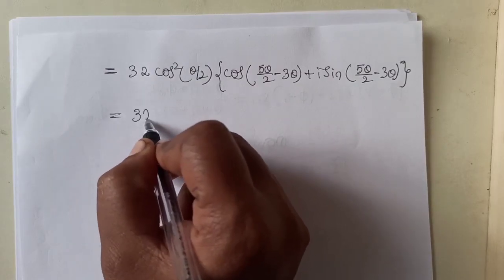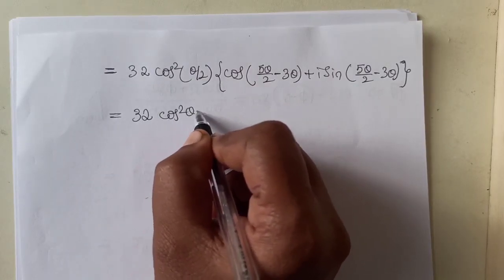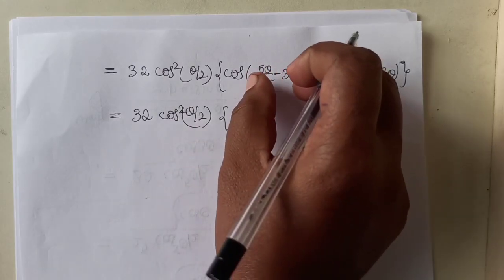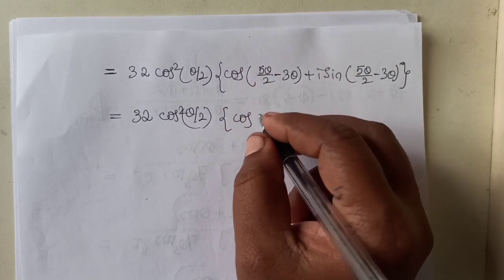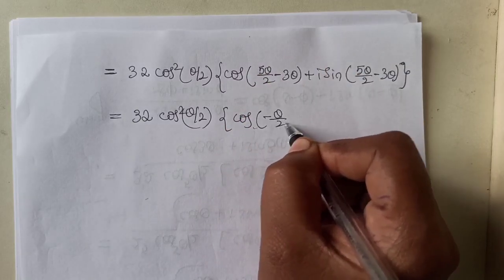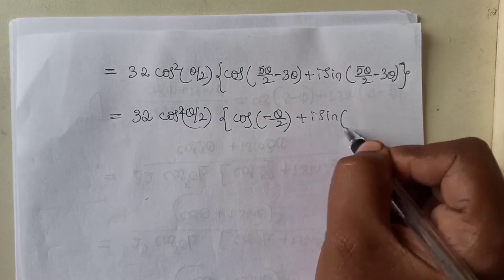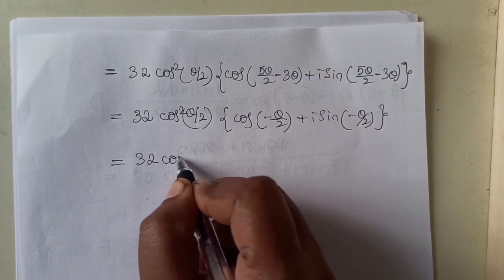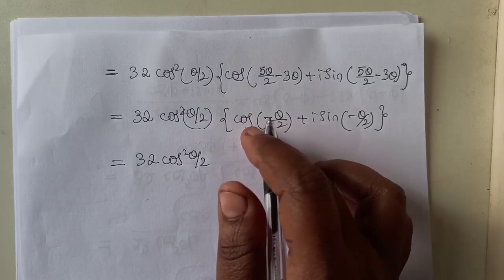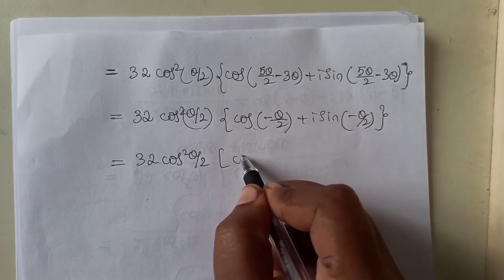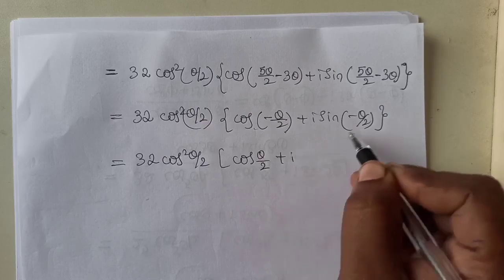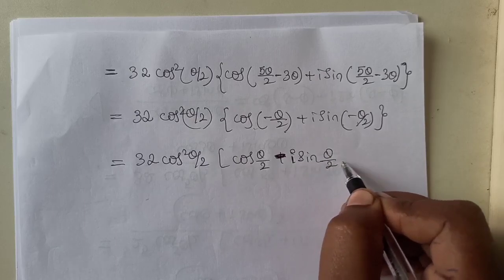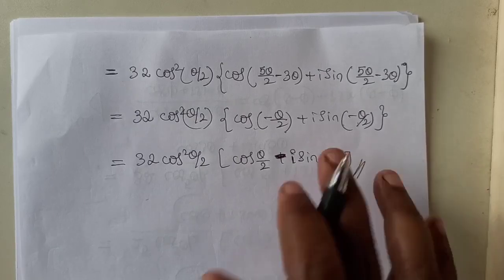Further simplifying this, we get 32 cos^5(θ/2). Taking the LCM as 2, we get cos(−θ/2) + i sin(−θ/2). So this can be written as 32 cos^5(θ/2), with cos(−θ/2) equal to cos(θ/2) and i sin(−θ/2) equal to −i sin(θ/2). So this is the required answer.